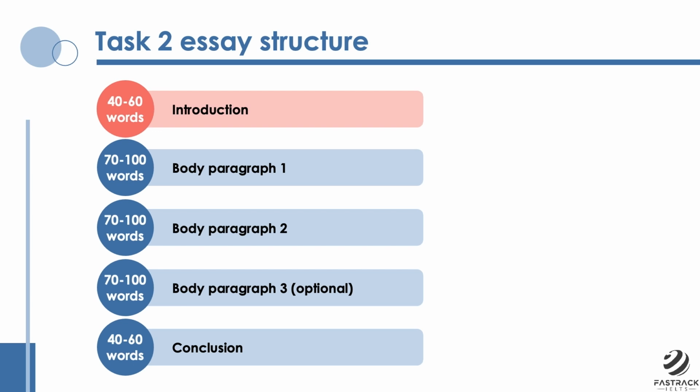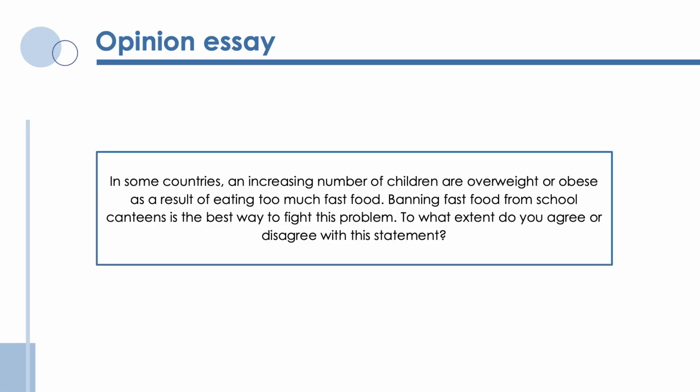Let's take a topic, and I'll show you how to write your introduction, and then we'll practice writing a couple of them together. In some countries, an increasing number of children are overweight or obese as a result of eating too much fast food. Banning fast food from school canteens is the best way to fight this problem. To what extent do you agree or disagree with this statement?